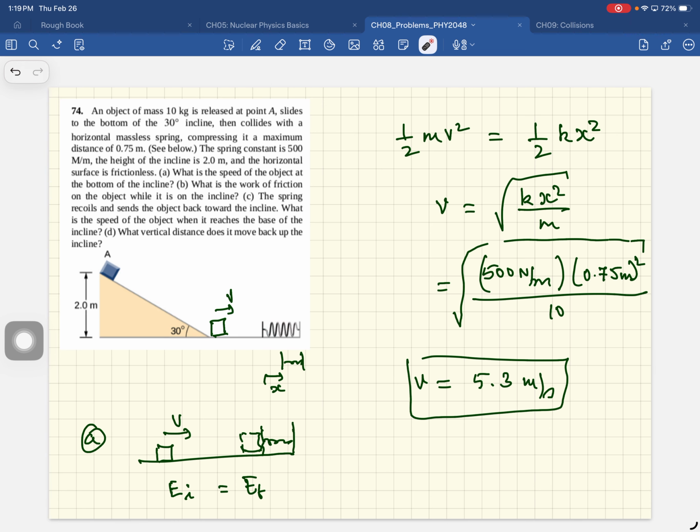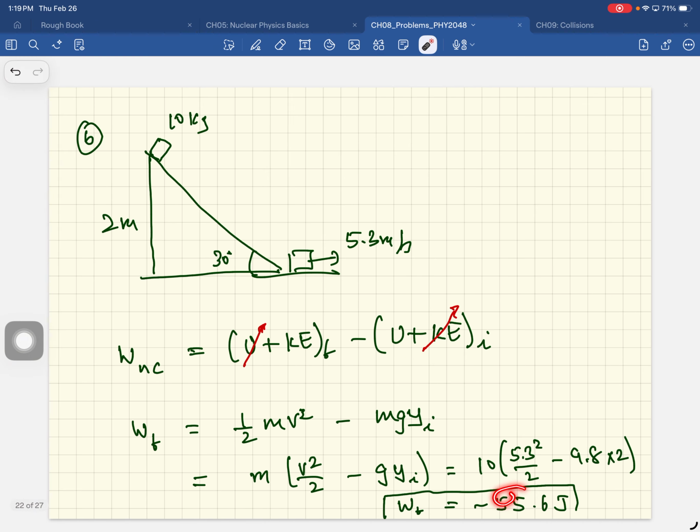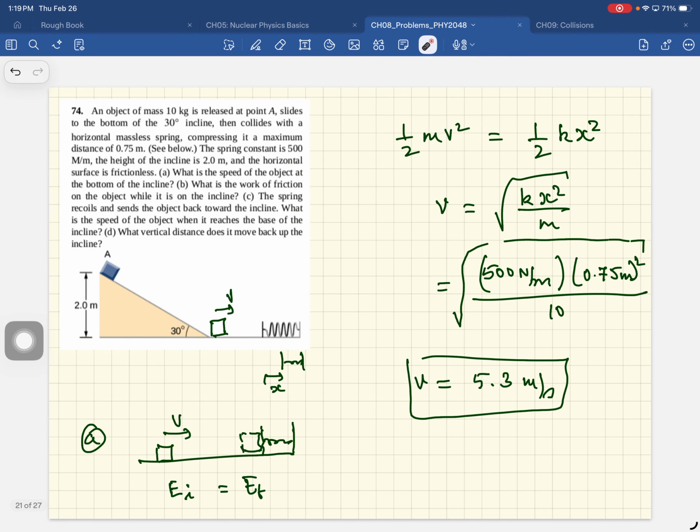The spring recoils and sends the object back upward toward the incline. What is the speed of the object when it reaches the incline, which will be the same, 5.3 meters per second? What vertical distance does it move back up the incline? Now, to calculate how far back it moves up the incline, obviously it won't move that far back up. We have to calculate mu k. We only have the work done by friction force. We don't have mu k. So let's calculate mu k first.